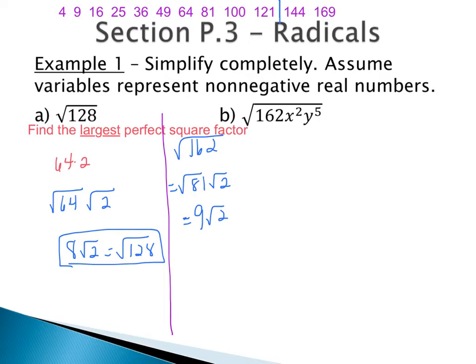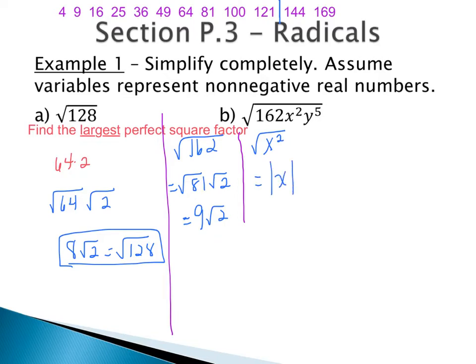So next I want to look at my exponents. I'm going to work through this in two separate steps as well. The next part is that I need to do the square root of x squared. Well, this, if you look in your textbook, is actually a formal definition. The square root of x squared is actually equal to the absolute value of x.